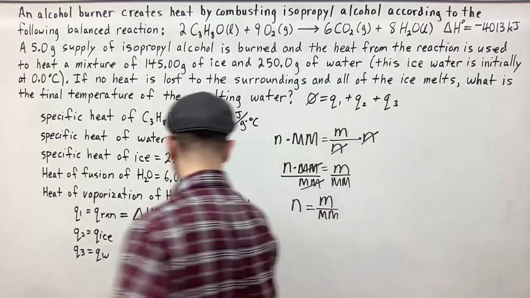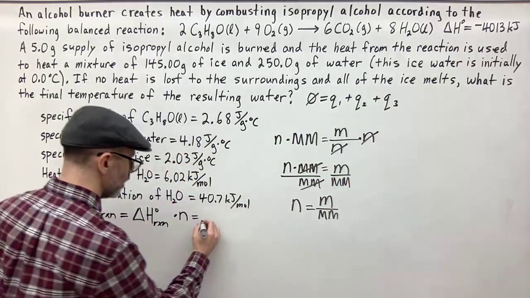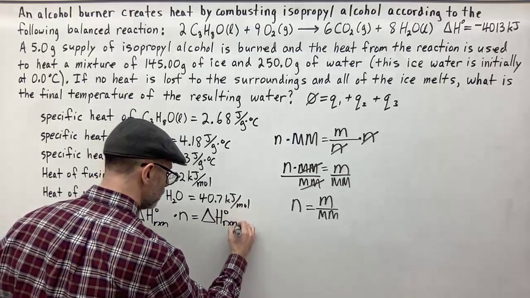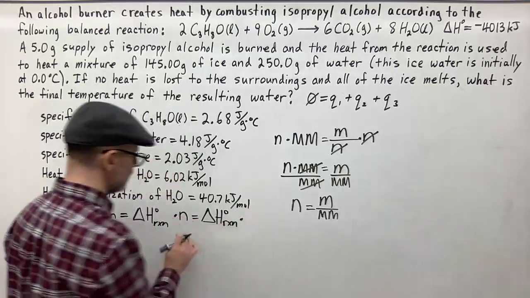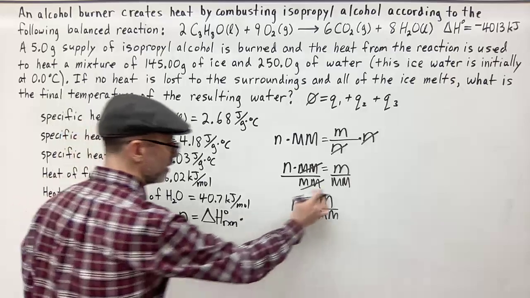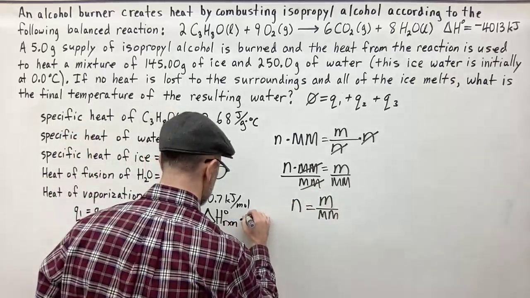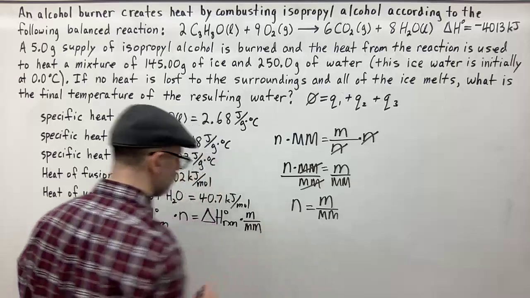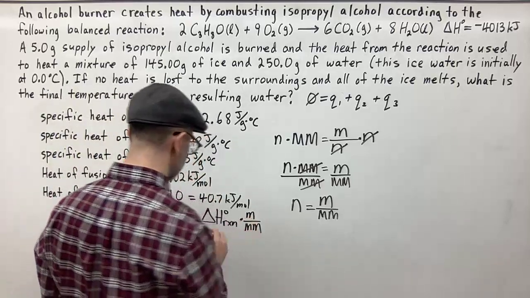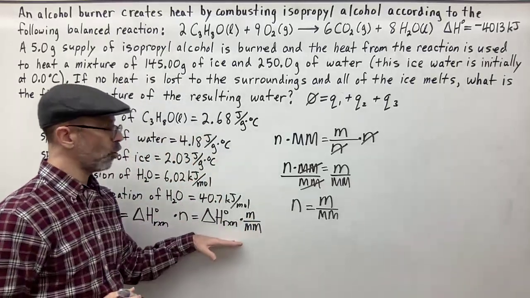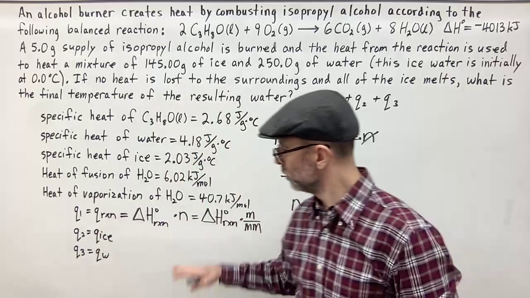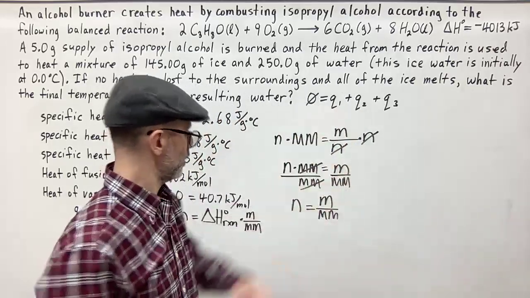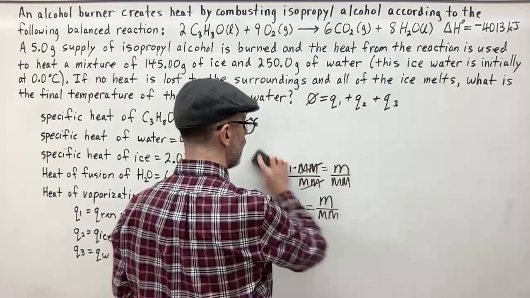So this then becomes the standard enthalpy of the reaction, multiplied, instead of N, I'm going to replace N with mass over molar mass. So it's going to be the mass over the molar mass of the isopropyl alcohol. And so then this is the formula that I would use for the Q of the reaction. So I can plug that in here. So I can erase this now.